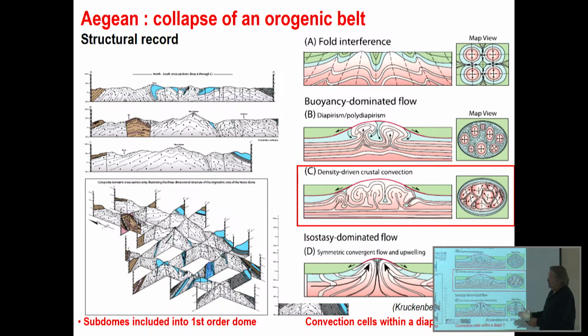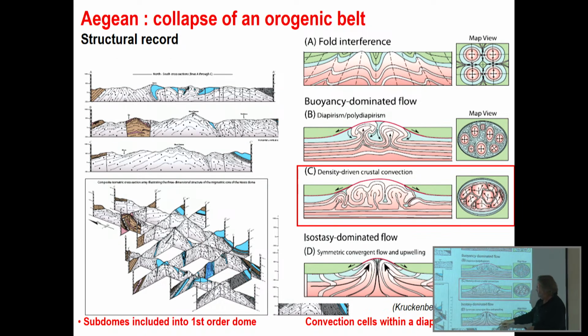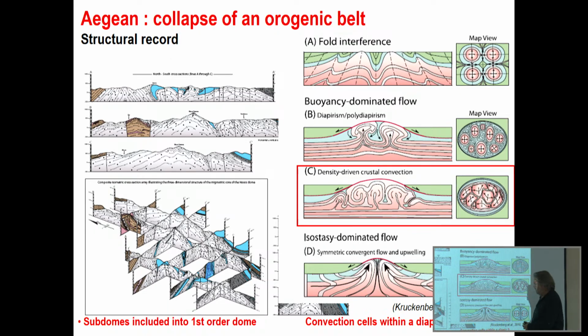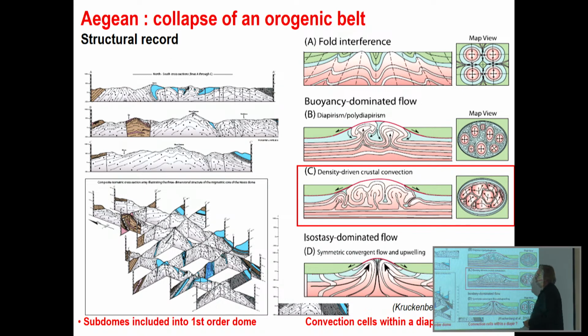And then we came back to this early hypothesis. Are these reflecting polyfolding, diapirism, or another hypothesis that came into play, isostatic flow beneath the detachment, correlated with the activation of the detachment?